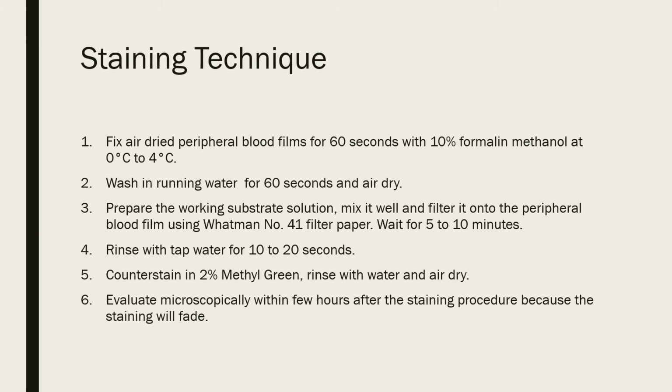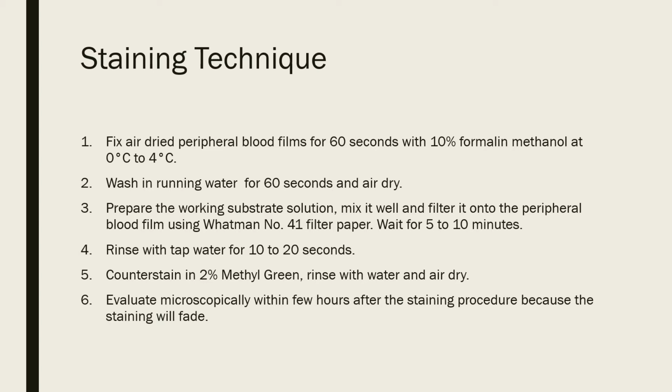Alright, so we can now look into the staining technique. First, fix air-dried peripheral blood films for 60 seconds with 10% formalin methanol at 0 to 4 degrees Celsius. Then we wash it in running water for 60 seconds and air dry. After that, prepare the working substrate solution, which was explained previously in the reagent part. Mix it well and filter it onto the peripheral blood film using Whatman number 41 filter paper. Then wait for 5 to 10 minutes.